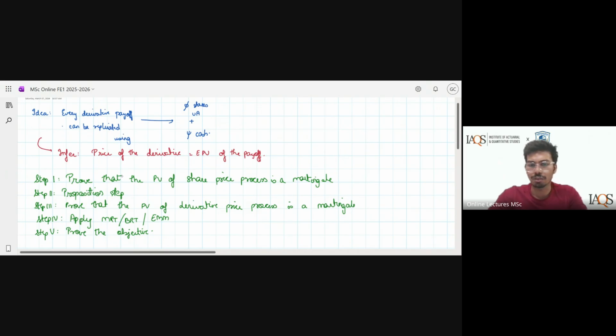After this, let's start with the derivation. I think we'll complete step 1 and then we can stop. I think step 1 will get done.